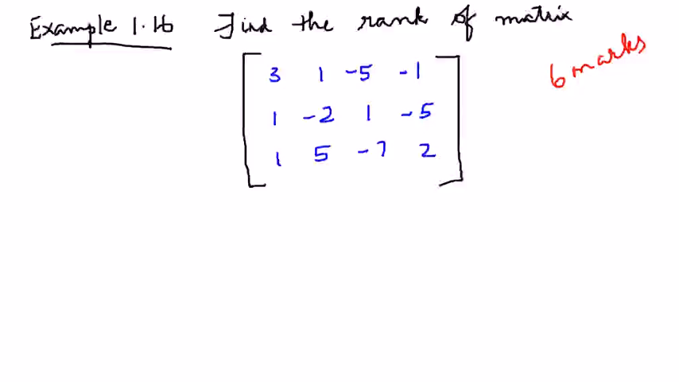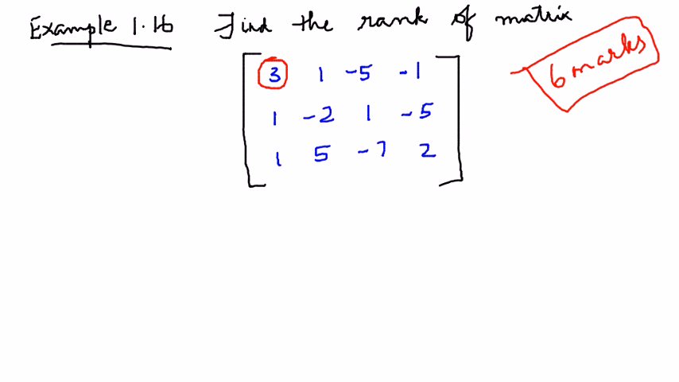Example 1.16 is to find the rank of a matrix, and this is typically a 6-mark sum. Whenever we have to find the rank of any matrix, we have to bring it to the echelon form. For that there are a few rules. Always remember, when you have to find the rank of the matrix, the element in the first row, first column has to be 1.